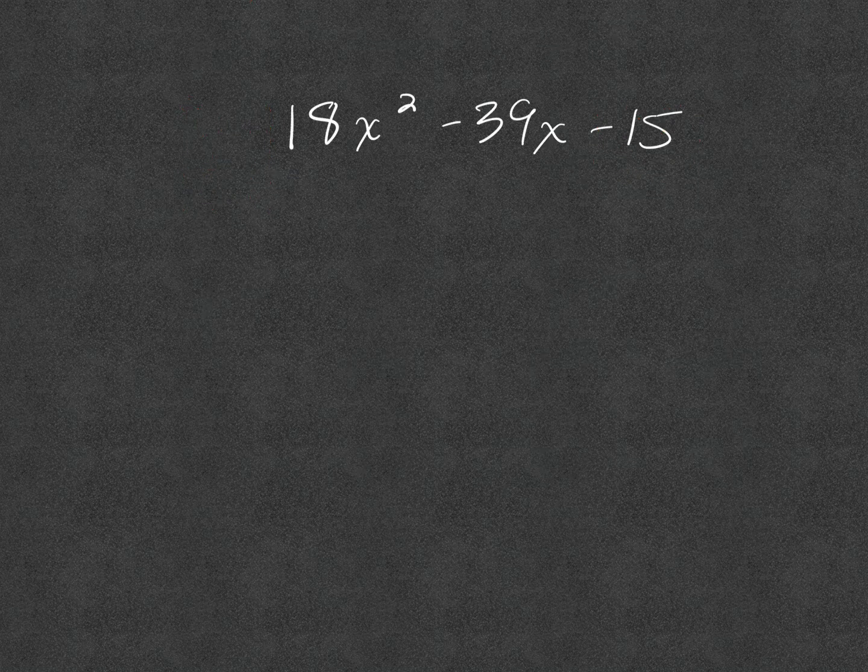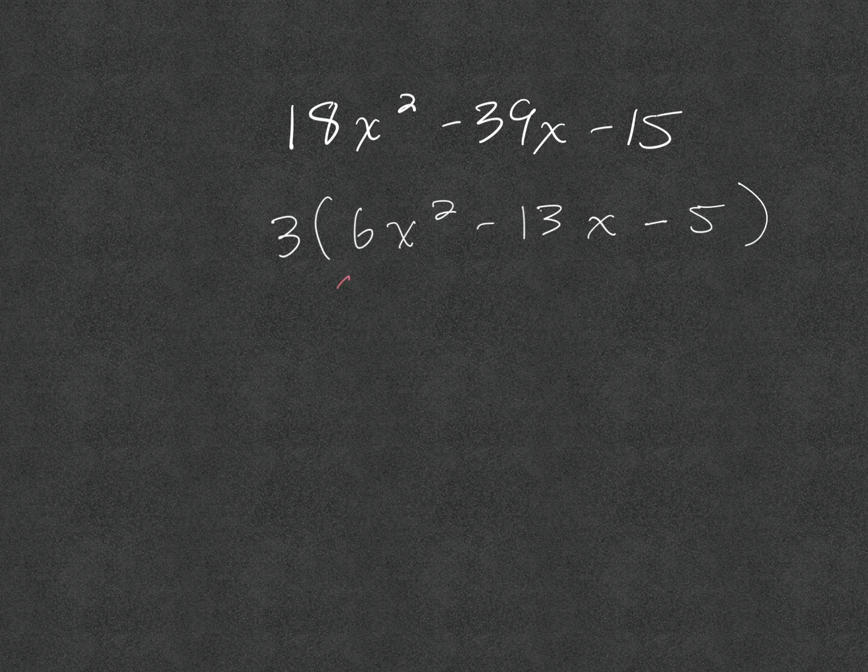Okay, last one. Now this one is a little bit different because if you notice, we can factor out a number. If you can factor out a number out of any expression or equation, you want to do that right away. We can factor out a 3. We're going to have 3 times 6x squared minus 13x minus 5, okay? My steps are going to be the same though. And I'm going to look at this a, 6, and this c, 5.